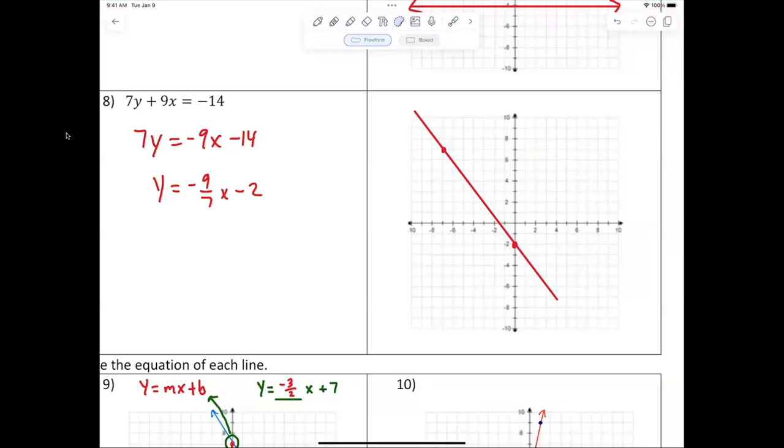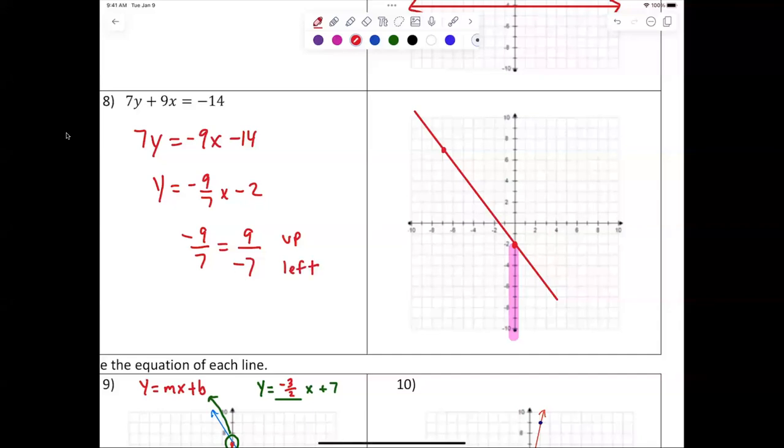So instead of going down 9 and to the right 7, because I would run out of room. Do you agree with this? If I go down 9 here, I'd be off. Do you agree? So instead of going down 9, I just converted the slope -9/7 to 9 over -7. So this means up, this means left.